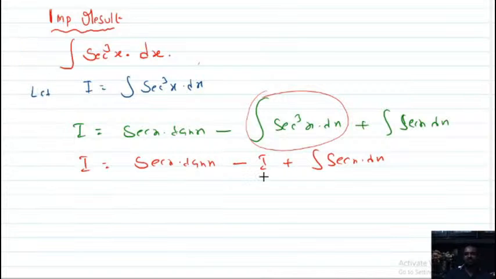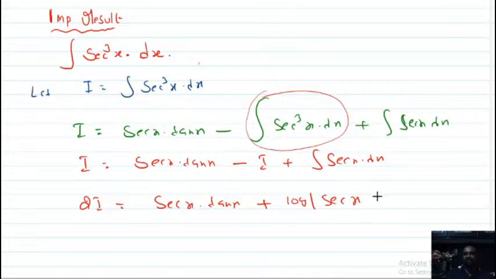So transfer minus I to the left-hand side, you get 2I equal to secant x into tan x plus logarithm of secant x plus tan x, a standard result, no? Integral of secant x is a standard result: logarithm of secant x plus tan x plus c. Now I am finalizing.